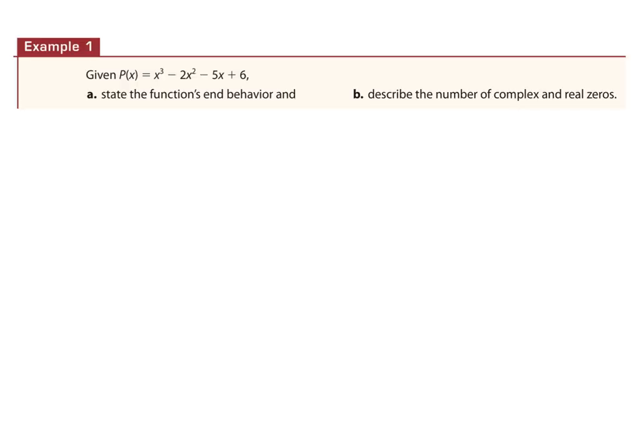Let's look at how this would be questioned, okay? How would a question be worded here? State the function's end behavior and describe the number of complex and real zeros. All right? So for end behavior, the first thing we're going to do is look at the degree. It is odd. Odd tells us that it's going to go opposite directions, okay? And then we're going to look at what's in front. What's in front of it is positive. It's a positive 1. So we know it's going to go up, meaning from left to right.